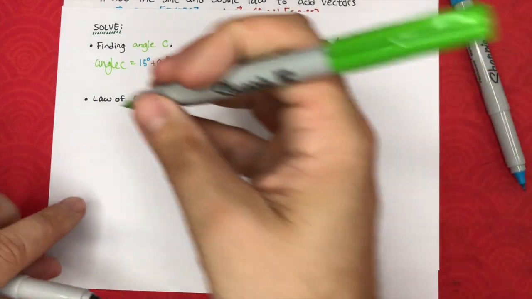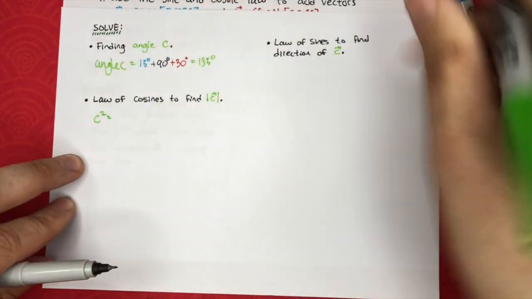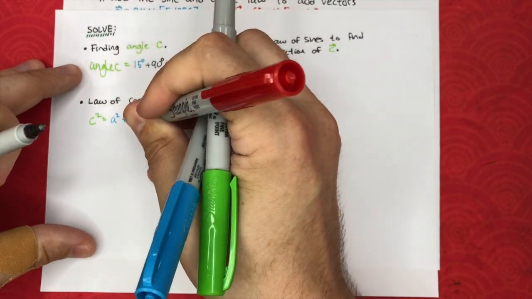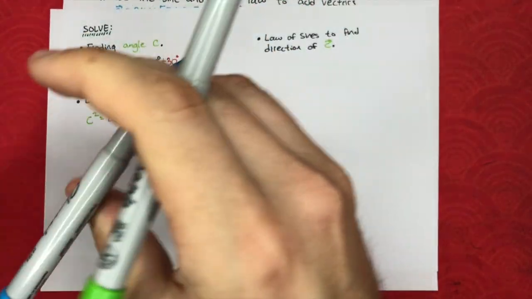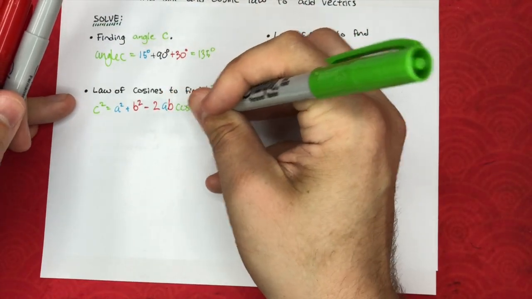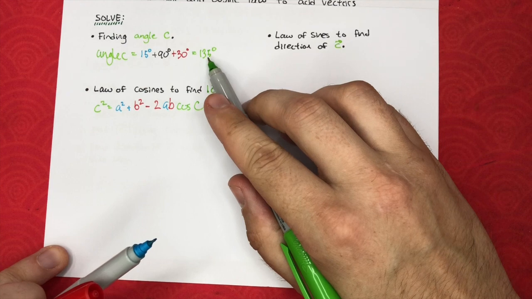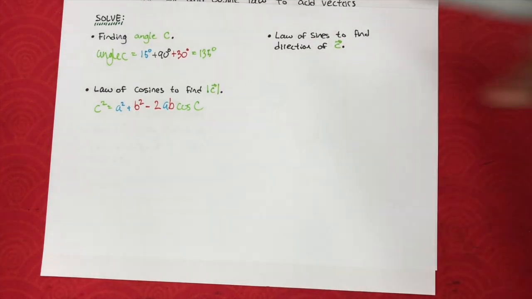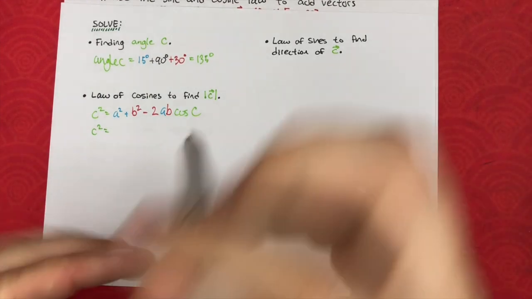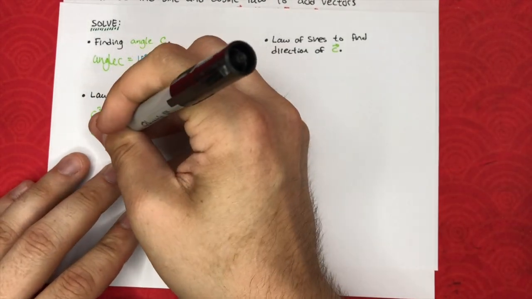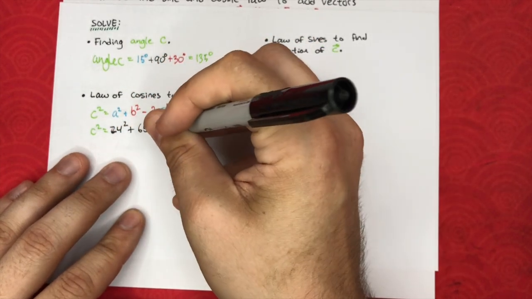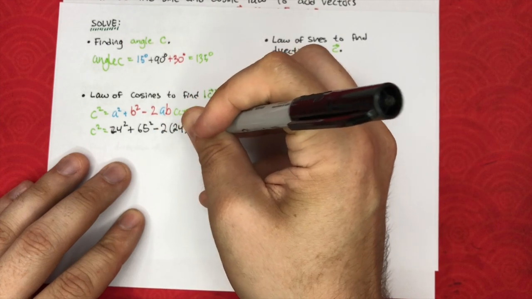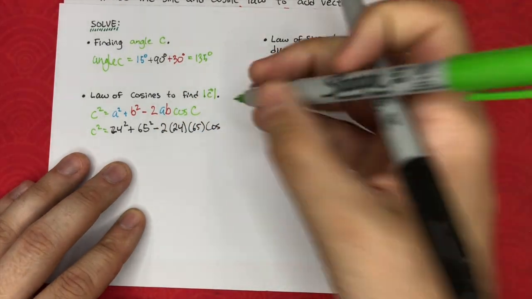So let's write down our law of cosines. It says that c squared is equal to a squared plus b squared minus 2ab times the cosine of the big angle C that we just found. That's this 135 right here. If we're going to put in our numbers, we can write c squared is equal to, well, A is 24 newtons squared, plus B is 65 newtons squared, minus 2 times 24 times 65 times the cosine of 135.